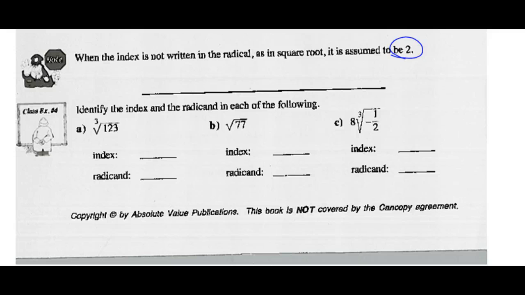So example 4, identify the index and the radicand in each of the following. Part A, the index is 3. The radicand is inside the radical symbol, 123. Part B, the index number is not written, so it's understood to be 2. The radicand is 77. And in part C, the index number is 3. The radicand is negative 1/2. So understanding parts of a radical.